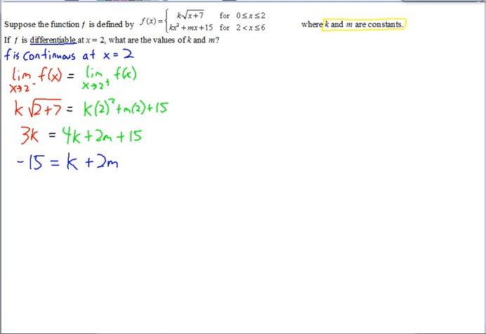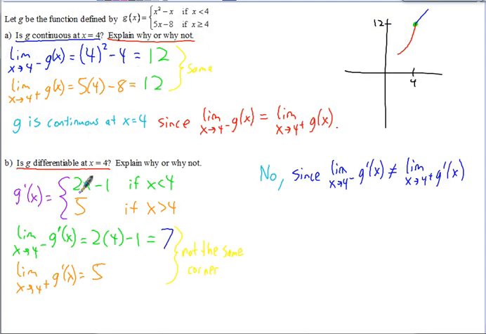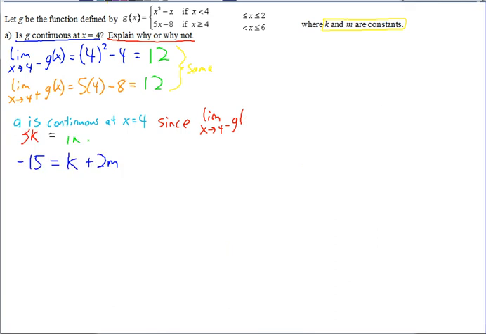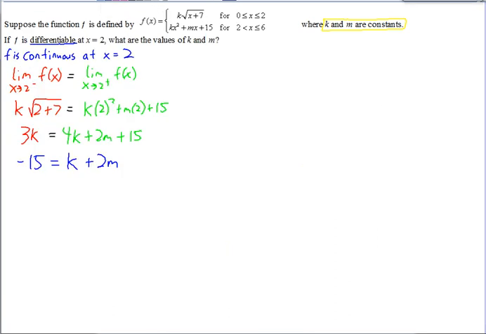So just like we did over here, we need to find the derivative of the piecewise function. By finding the derivative of each piece, the only thing I'm going to do is rewrite this top piece here. This is in radical form. That's the same as k times x plus 7 to the 1/2 power.